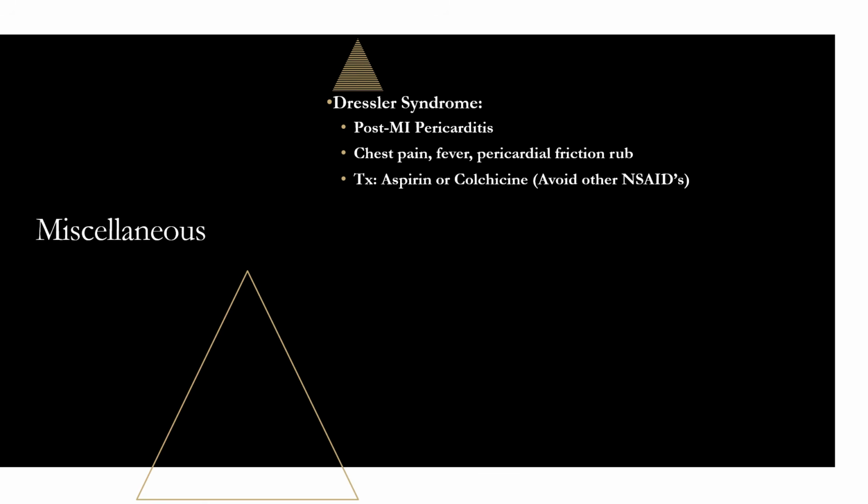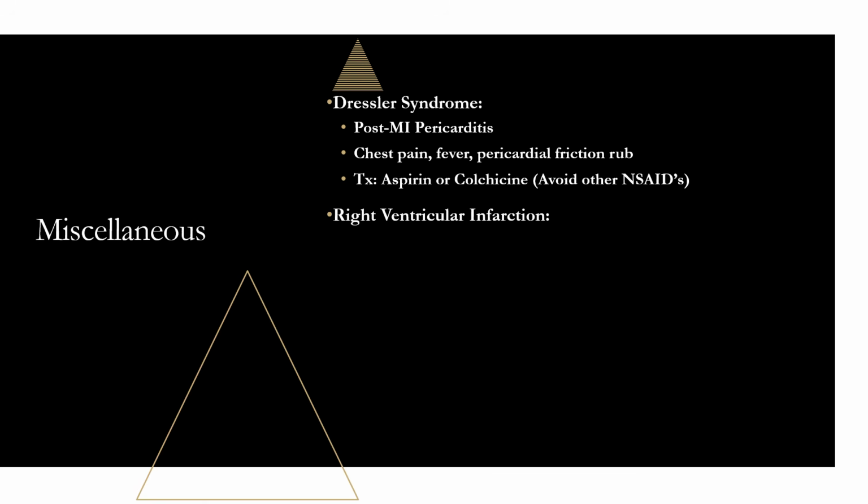Generally want to avoid other NSAIDs because they can thin the infarction zone and interfere with the scar formation in the area of infarct. That's really all you need to know about Dressler syndrome. Post-MI pericarditis, they're going to present with the normal pericarditis symptoms, pericardial friction rub, chest pain, fever, and then treatment with aspirin or colchicine. Last thing I want to go over is your right ventricular infarction.